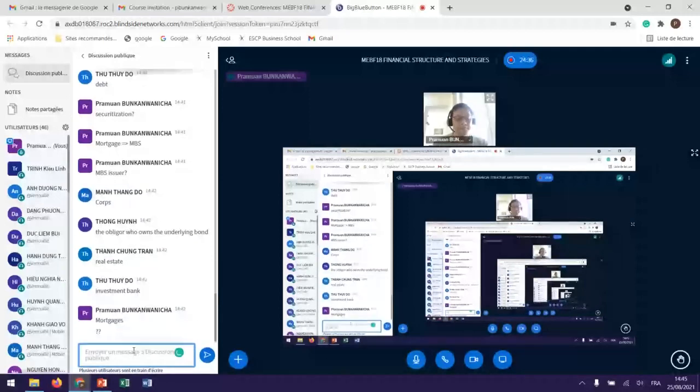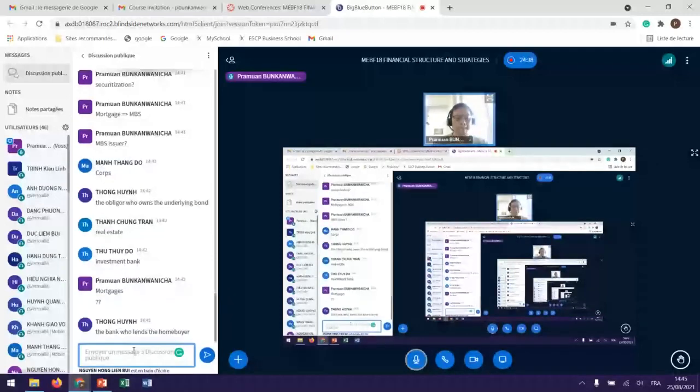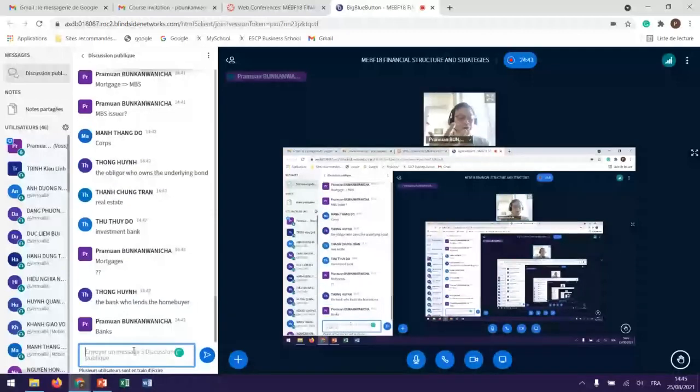Who owns the mortgage? The banks, right? The bank lends the money to the home buyers, to the borrower. The borrower signs a mortgage loan with commercial banks or mortgage banks. And the loan has a term, which can be 15 years, 20 years, 30 years.